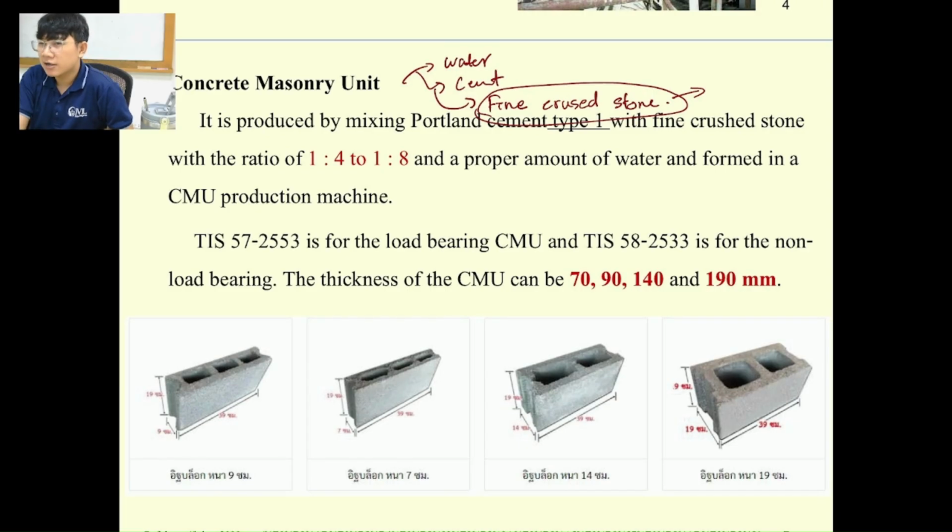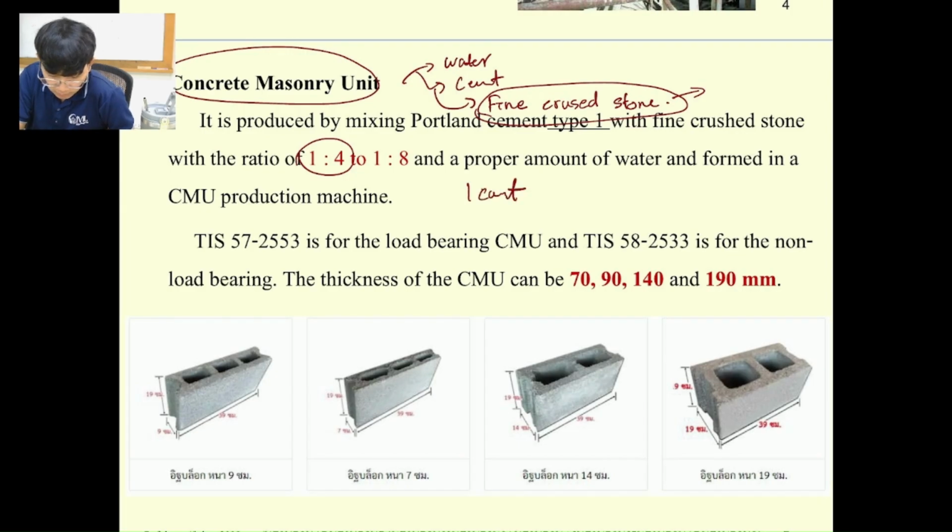It's the one that's not really good in concrete, but they use it to combine together with the cement and water to produce the CMU product over here. Normally we're going to use the ratio of 1:4 to 1:8, which means 1 part cement and then maybe 4 to 8 parts of FCS, fine crushed stone, over here.